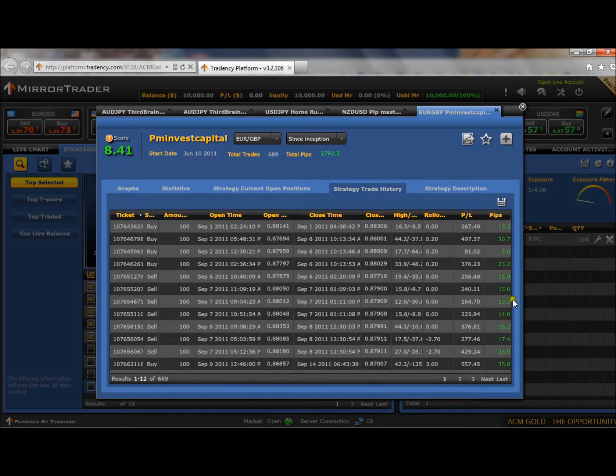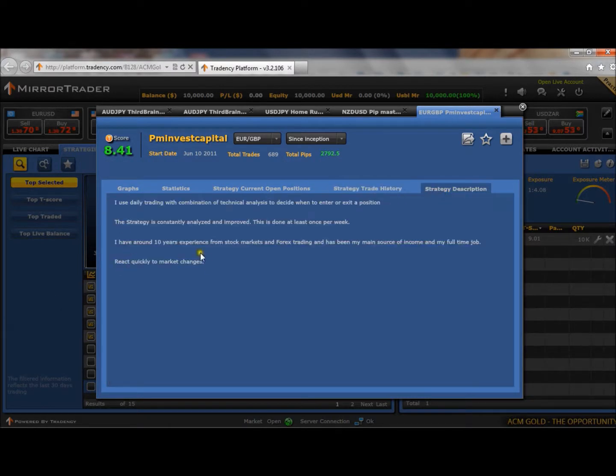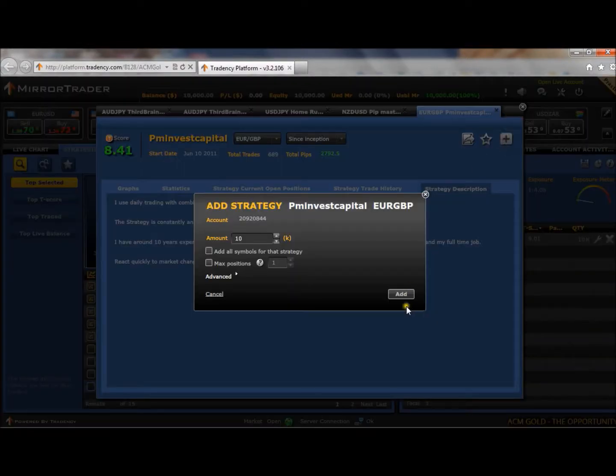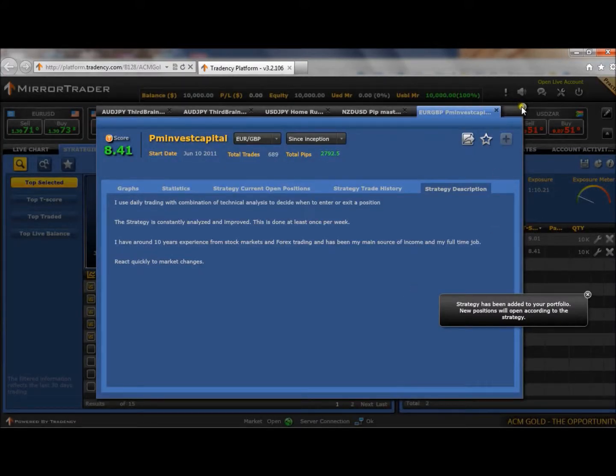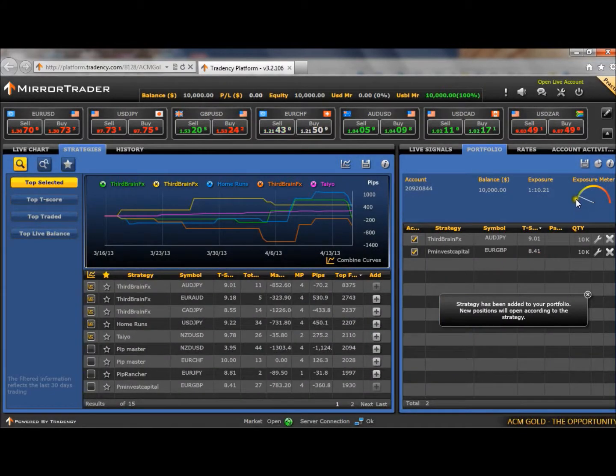Okay, then trade history. Again, his statement, you can go through that. And then his description, just his story. So, okay, we're going to add this guy as well. Just click on add and add. And let's go out here. You'll see this exposure meter has moved up a little bit.